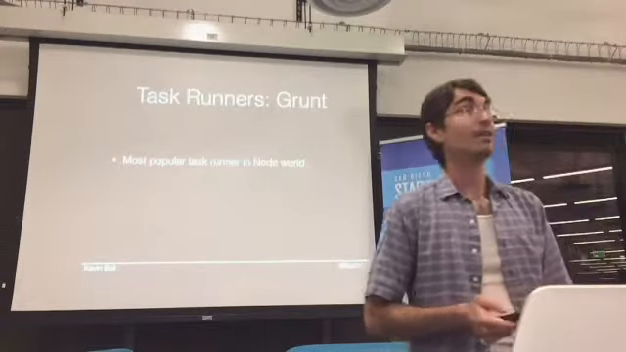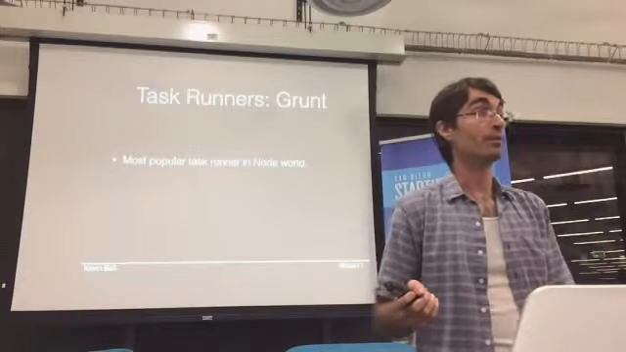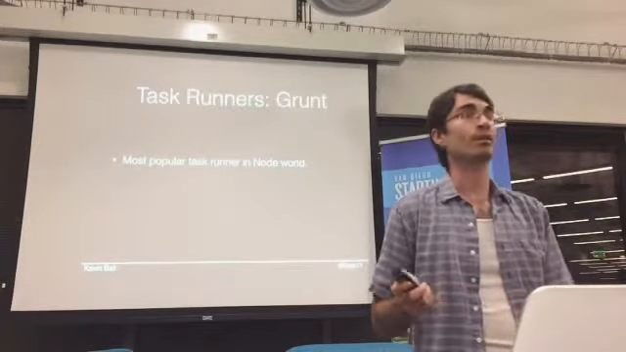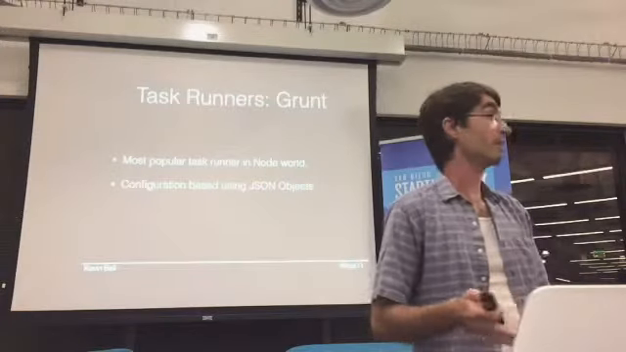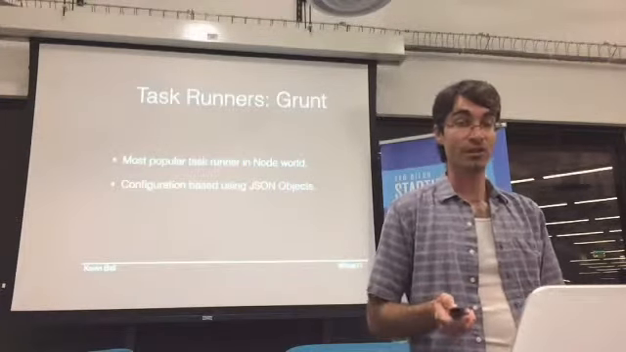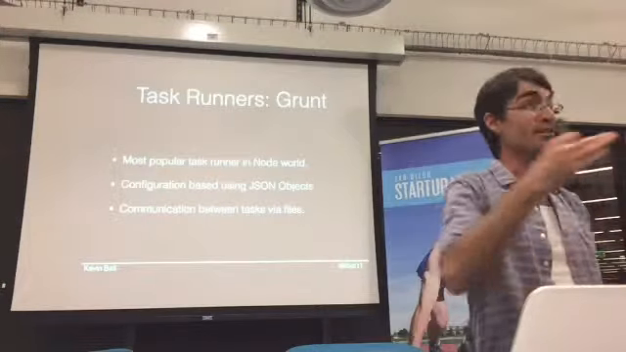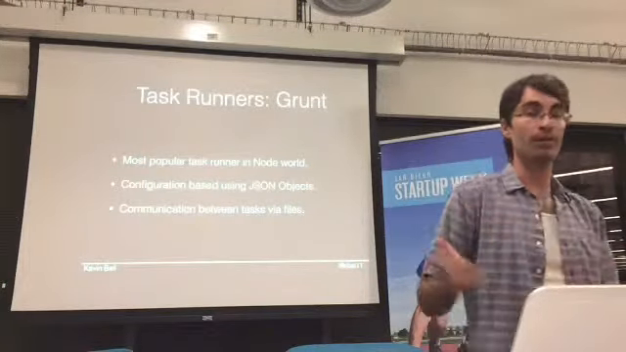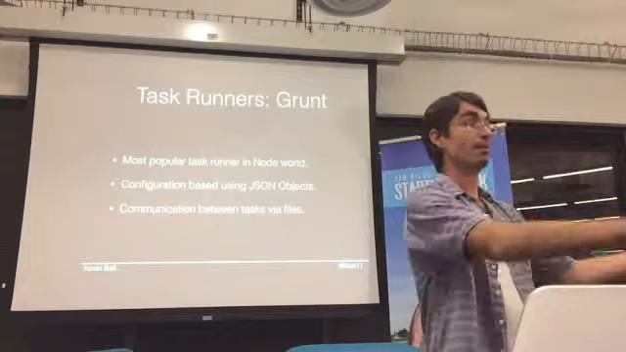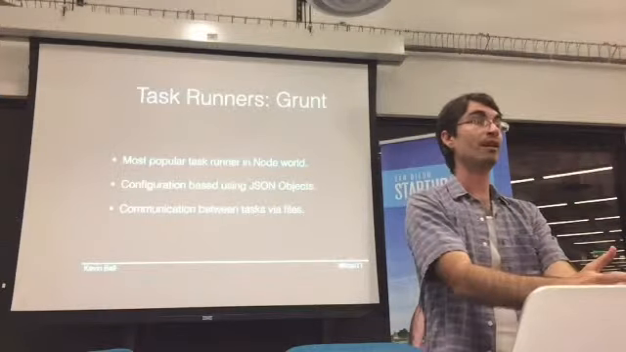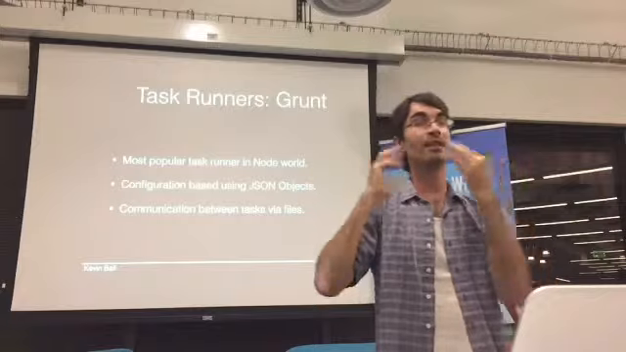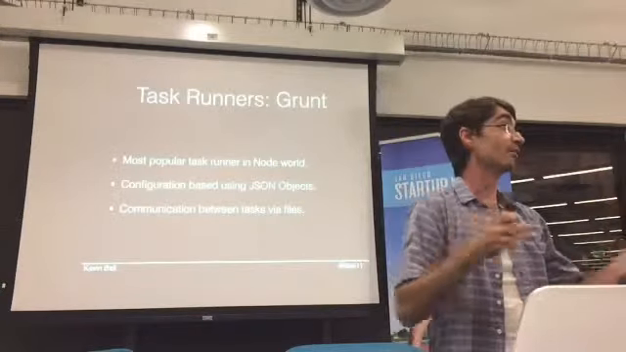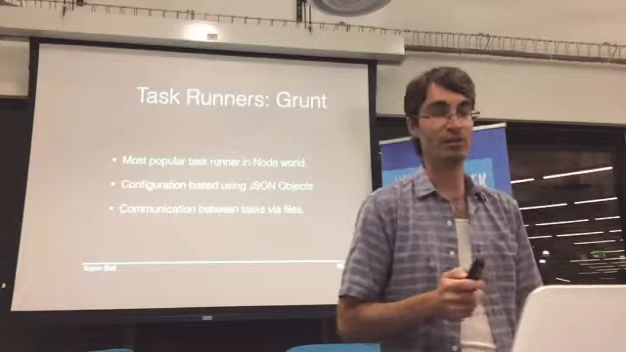So Grunt is the most popular task runner in the Node world by a pretty wide margin, at least 2x. It's a configuration-based approach using JSON objects, and the communication between different tasks that you're running is via files. So if, for example, I have a Grunt task that has two things that it needs to do, for example, minify and then concatenate, it's going to take a bunch of files, minify them, write them as files. Then the next task will pull those files back in, concatenate and write another file. That's the way that the tasks communicate with one another in Grunt.